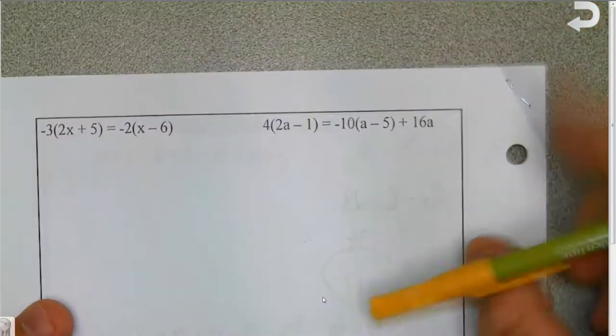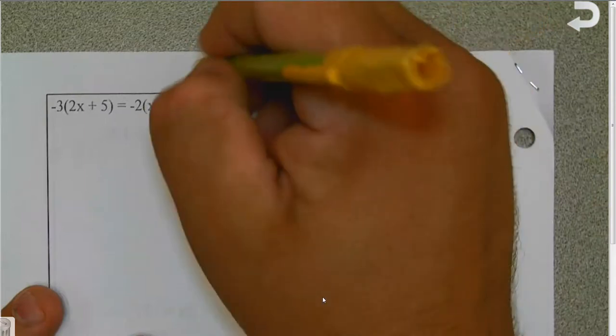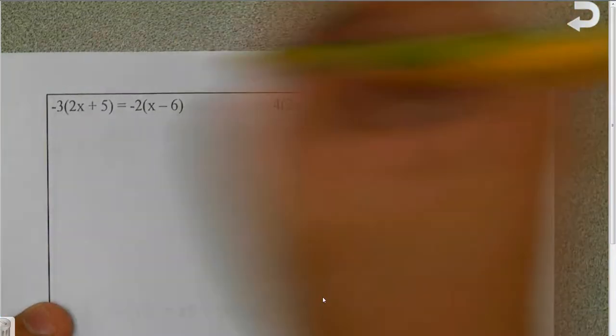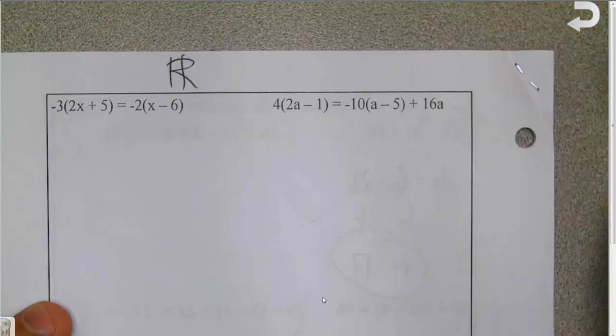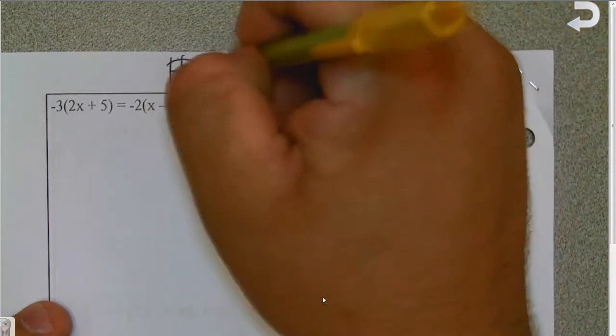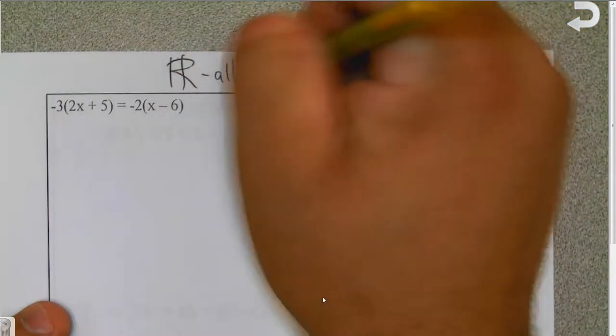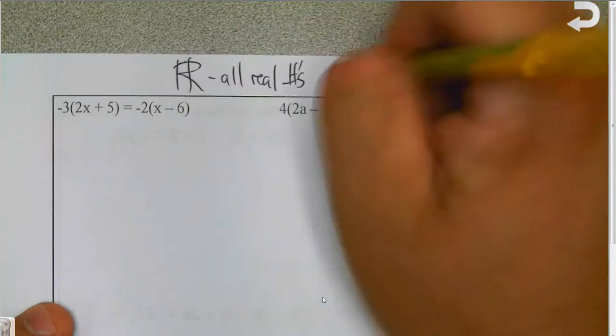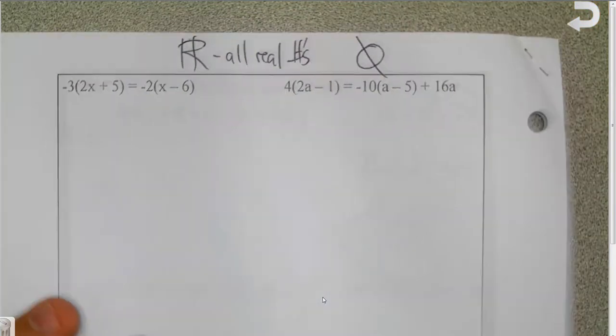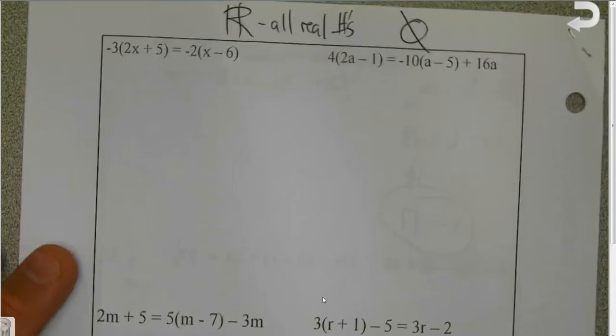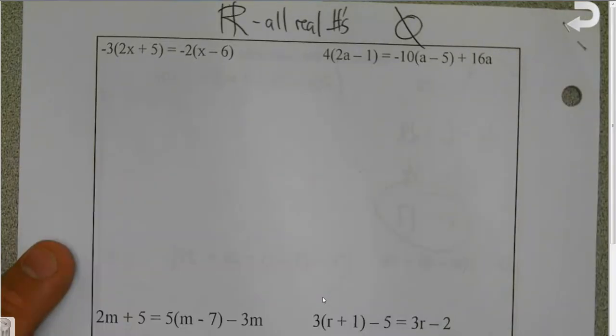Finally, I want to talk about what happens when there's not one solution. Okay, so we're going to talk about all reals, and there's the sign for that. So we call all real numbers. And then we're going to talk about no solution, and there's the sign for that. So let's go ahead and do this one on the left here.